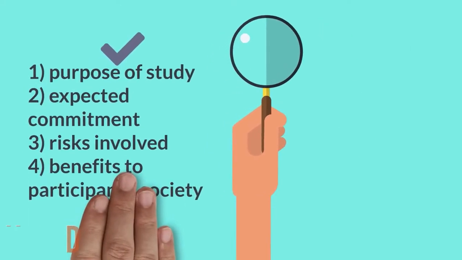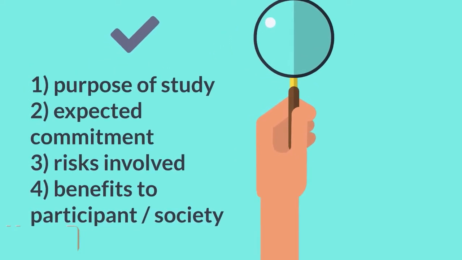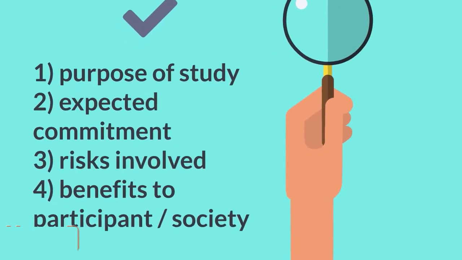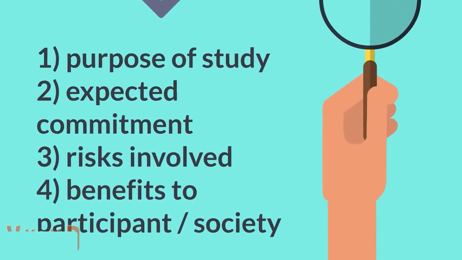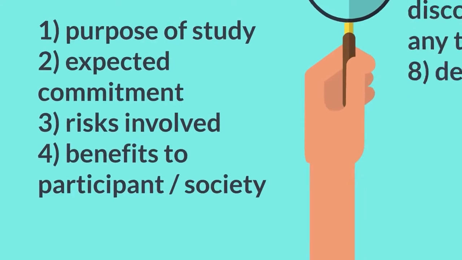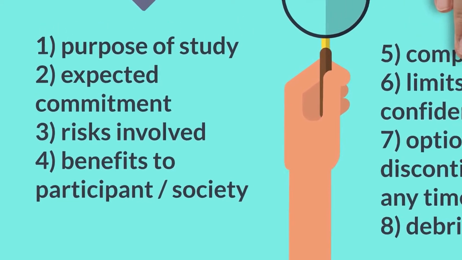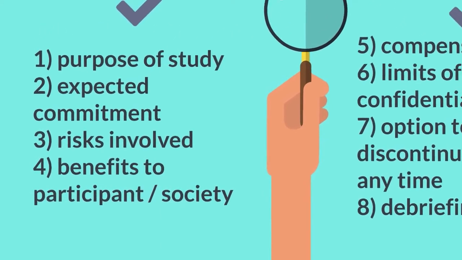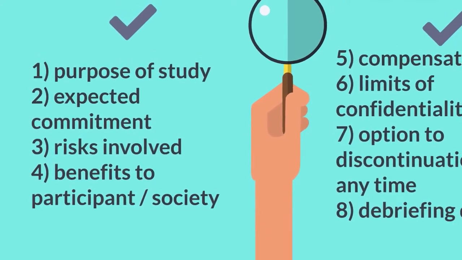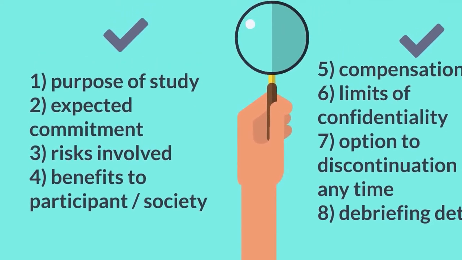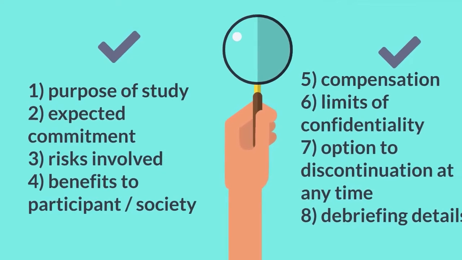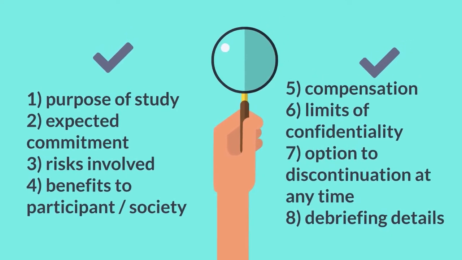Informed consent addresses the purpose of the study, expected commitments, the risks involved, and any benefits to the participant or society overall. Informed consent also addresses whether or not participants will be compensated, the limits of confidentiality, options about discontinuation at any time during the study, and the debriefing details once the study has concluded.